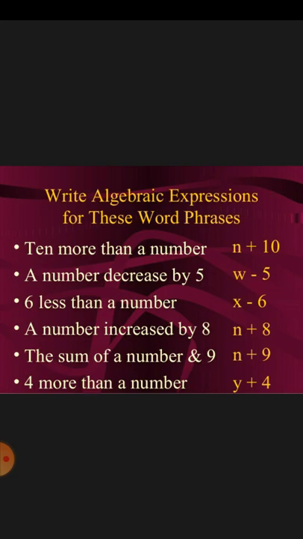Third one is 6 less than a number. Here we are supposing a number that is x, right? So x minus 6, we have to subtract 6 from a number, and that number we have supposed to be x. x minus 6 is the final expression for that question.